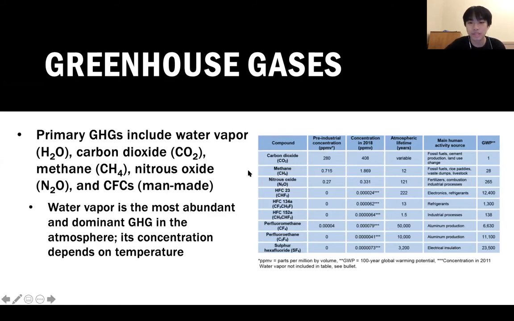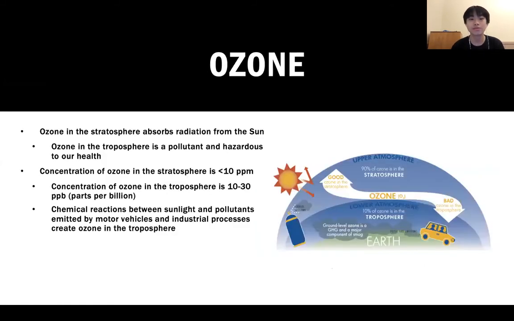In the table to the right, we'll see that carbon dioxide's concentration has increased since industrialization from 280 to 408 parts per million by volume. And even though methane, nitrous oxide, and even sulfur hexafluoride have a greater global warming potential than carbon dioxide, the concentration of carbon dioxide in the atmosphere compared to these other compounds is much greater, and that's why a lot of the discourse surrounding global warming is focused on carbon dioxide and carbon dioxide emissions from the burning of fossil fuels. Next, we'll talk about ozone.